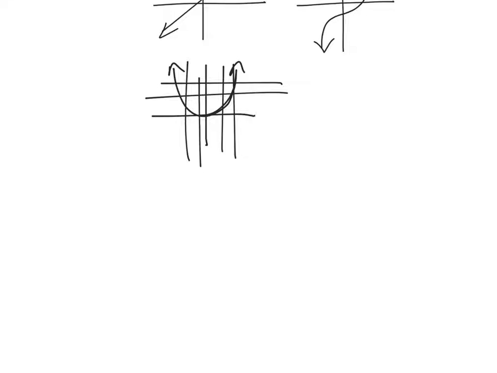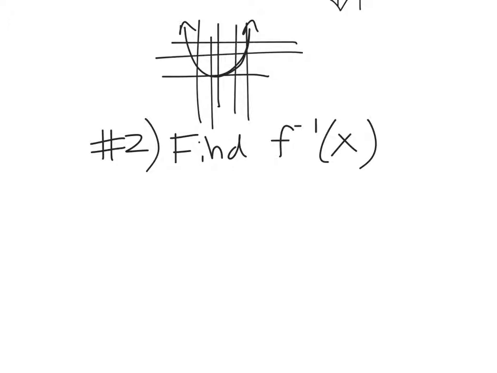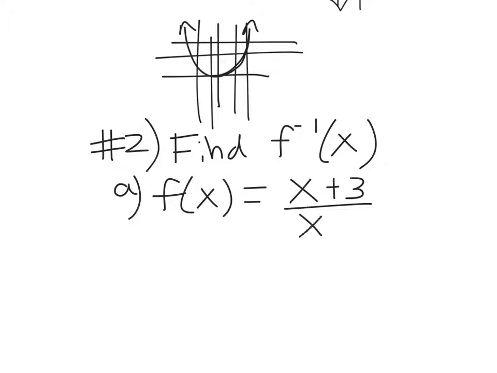All right, so let's do number 2. The first ones were nice and easy. The next one's going to be a little tougher. And we're going to find the inverse, again, find f inverse of x. And this time I'm given f of x equals (x plus 3) over (x minus 1).